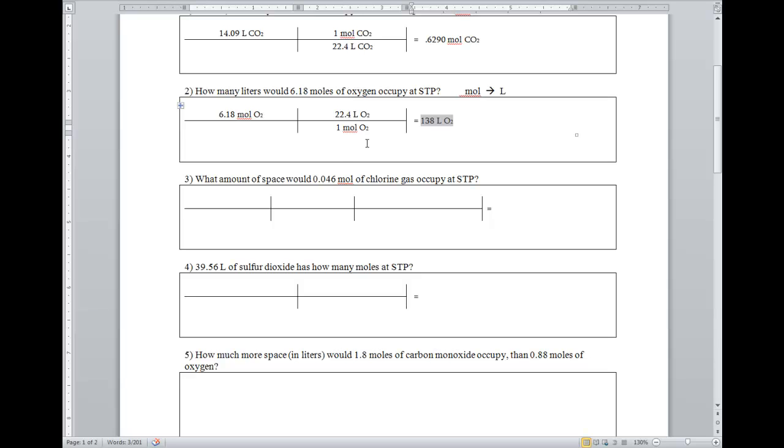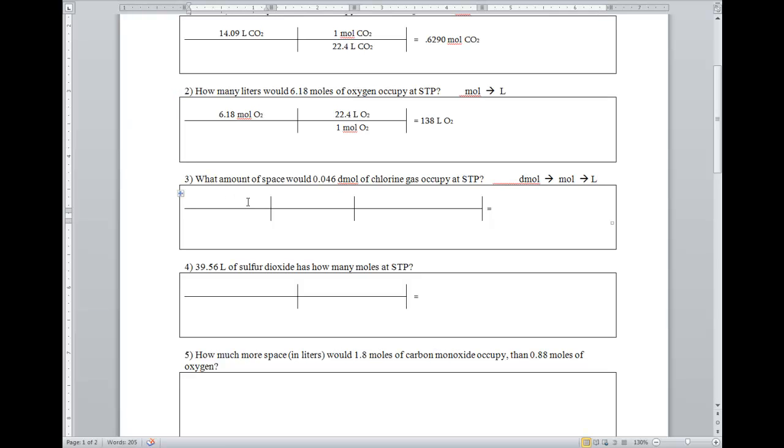Okay, so let's look at another instance. Let's say we were to do something a little bit different. Take a look at number 3. It says, what amount of space would 0.046 moles of chlorine gas occupy at STP? Let's say we put a prefix there, say deci, D. So again, in this instance, we're starting off with decimoles. We want to convert ultimately to amount of space, which is volume, and in this instance we'll just convert it to liters. So how do we do that? It's going to be decimoles to moles and then to liters.